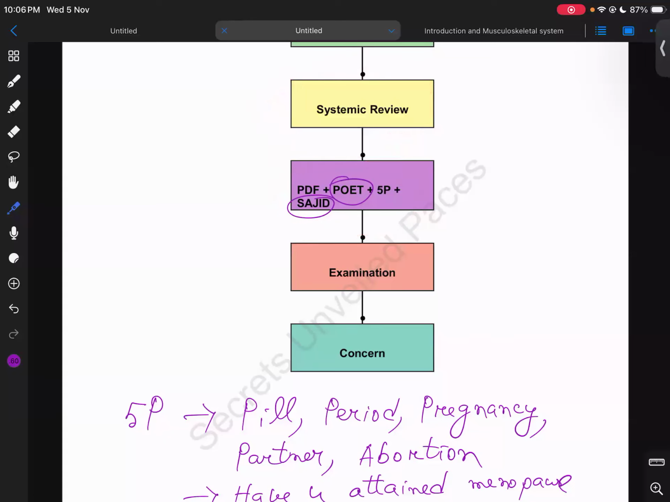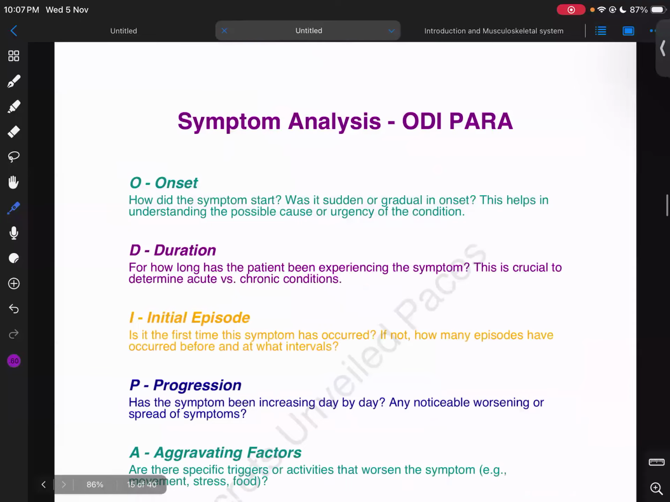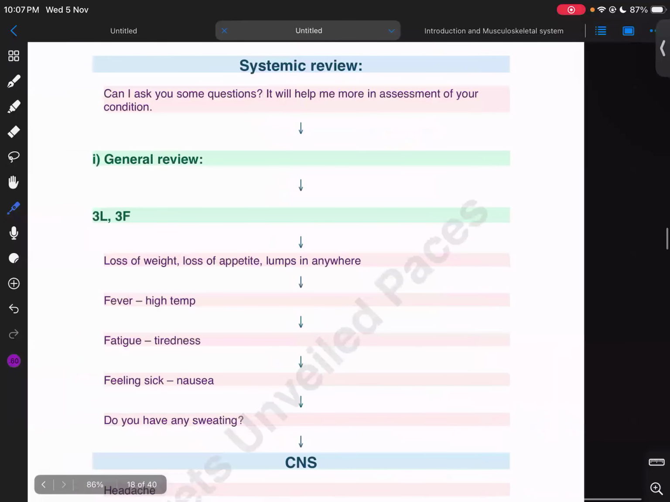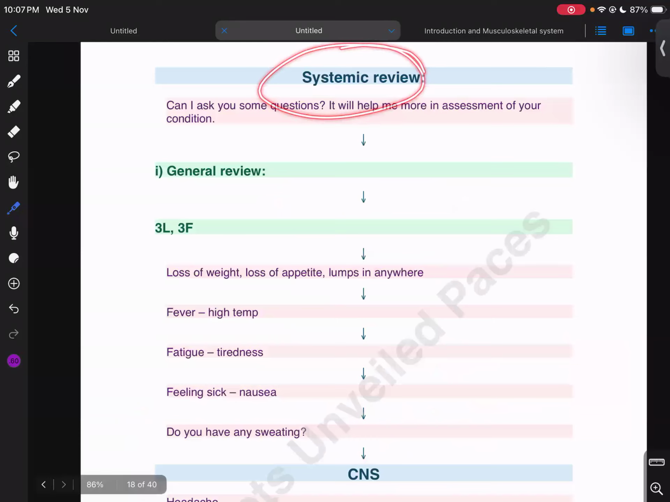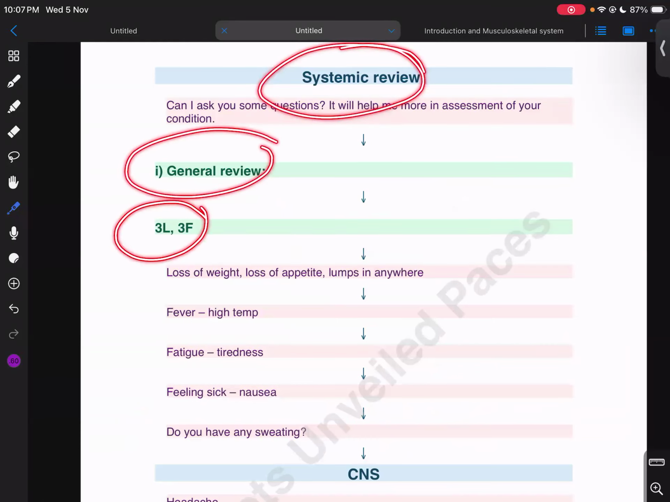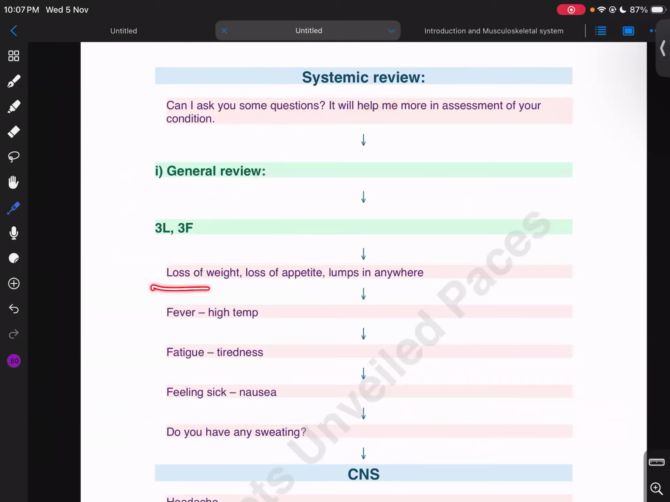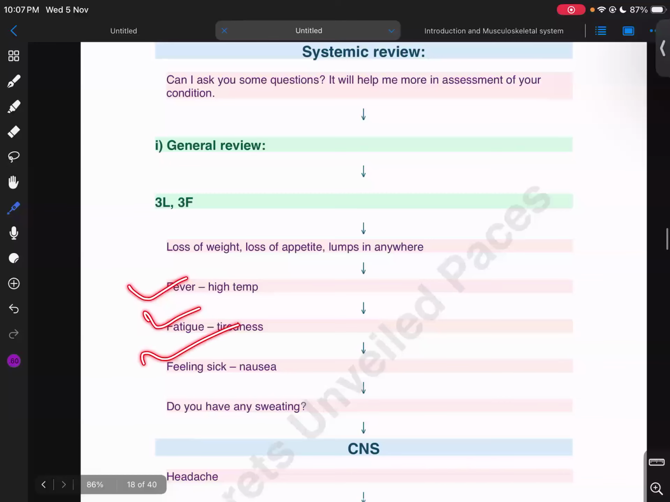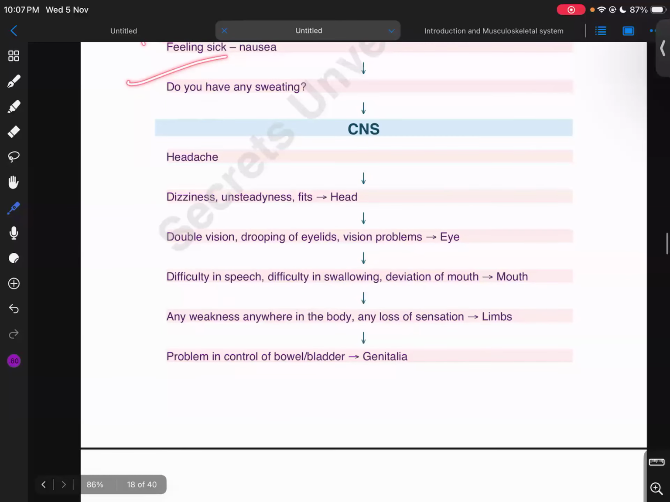It is not necessary to ask all the systemic questions. If you are confident enough about your diagnosis, you can be focused on your diagnosis and also the differential diagnosis. So what are the systemic review questions you have to ask? I have provided all the questions in the PDF. For the general review, we have to ask about triple L and triple F. That is loss of weight, loss of appetite, lumps and bumps in the body. Triple F is fever, fatigue, feeling sick. And do you have any sweating? Then CNS questions are headache, dizziness, uneasiness, fits, double vision, difficulty in speech, any weakness.